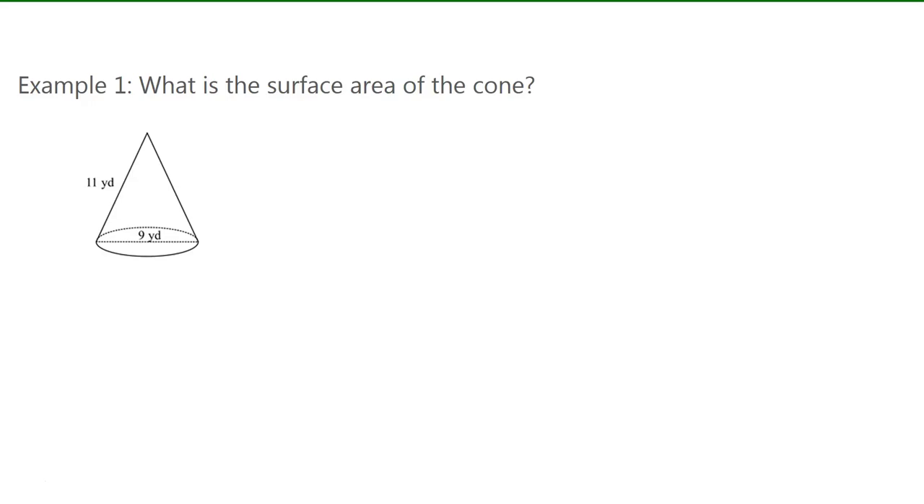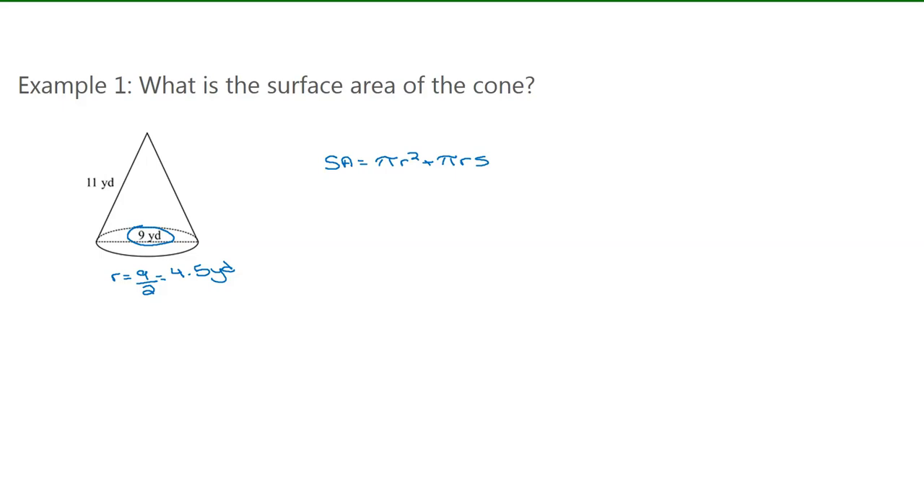So now let's use that formula for example 1. What is the surface area of the cone? Let's start by writing out the formula. Pi r squared plus pi rs. Now I see that they gave us the diameter and not the radius. So we'll have to divide this by 2. When I do that, I get 4.5 yards.